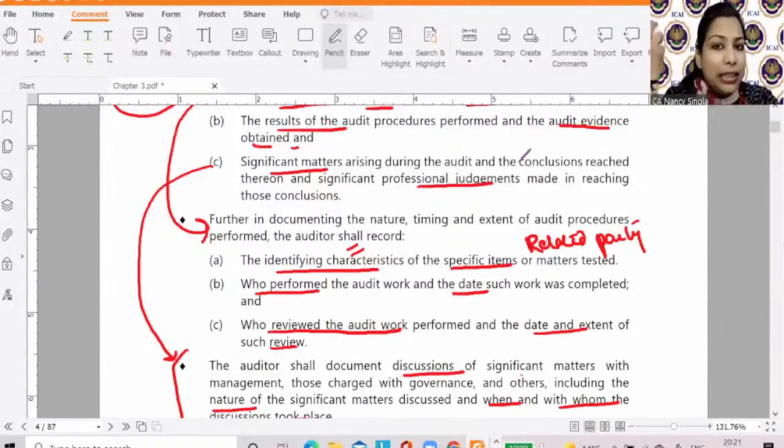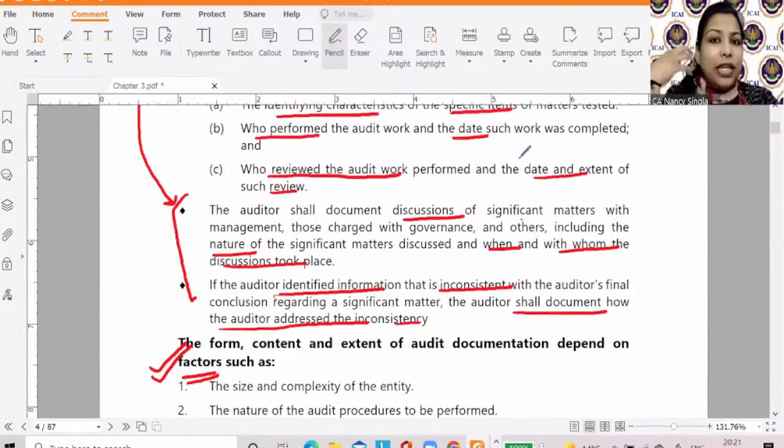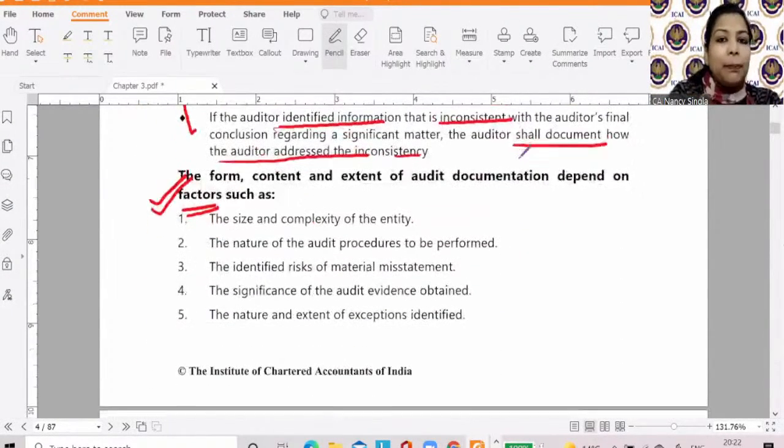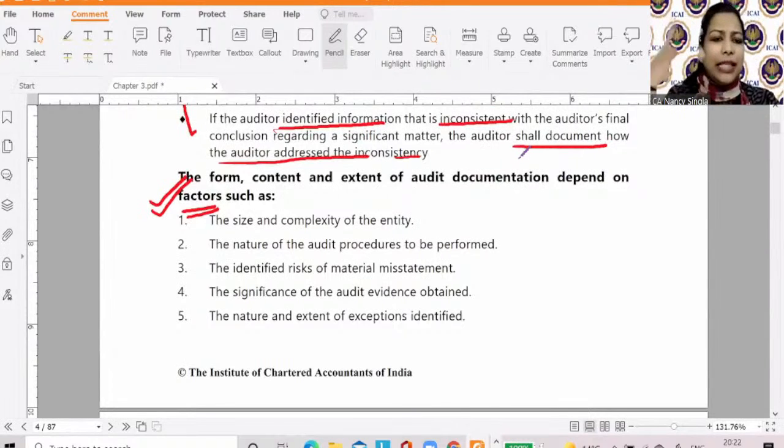And when you are documenting the significant matters, the professional judgments, then significant matter, let's say related to some fraud, related to related party. So you must have discussed with the management. So what were the discussions? When did the discussions take place, with whom? And if any inconsistency was there, how did you address that? Okay? And it depends on various factors: size, complexity of entity, nature of audit procedures, identified risk of material misstatement, etc. We discussed this in detail, that if the ROMM, risk of material misstatement, is higher then there will be more documentation, why? Because you will perform more procedures, okay?